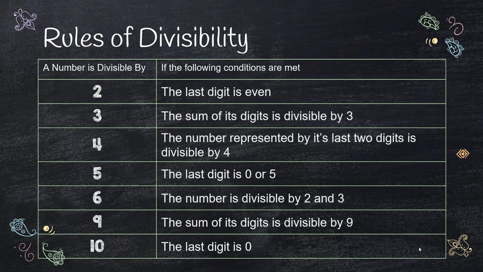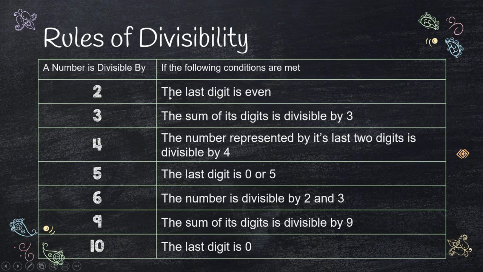A number is divisible by 2 if the last digit is even. We'll know a number is divisible by 3 if we add up all of the digits and that sum is divisible by 3. It's divisible by 4 if the last two digits are divisible by 4. It's divisible by 5 if the last digit is a 0 or a 5. And it's divisible by 6 if it meets both the rules for 2 and 3.